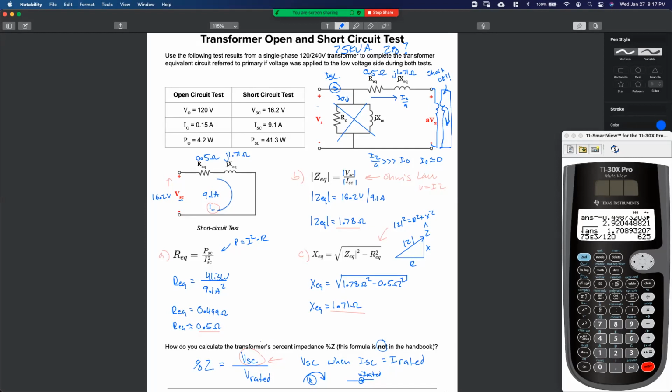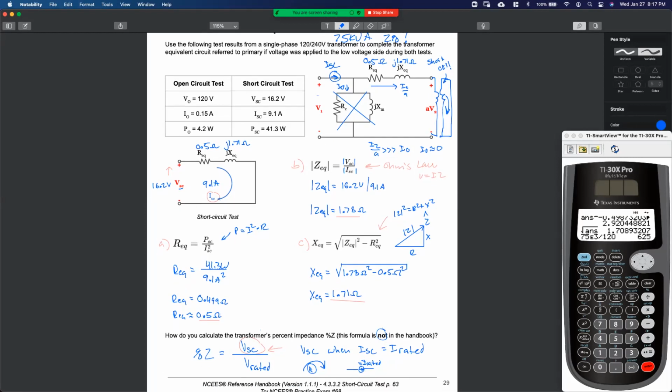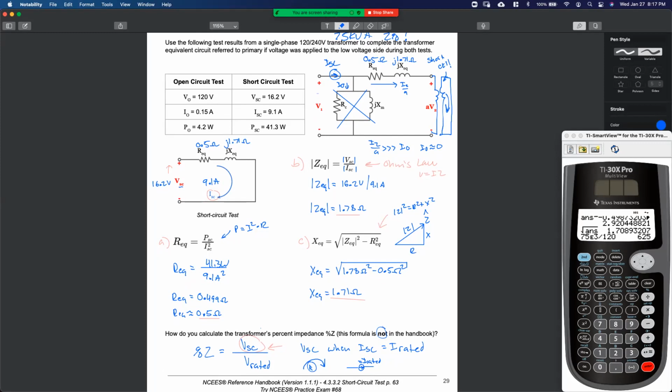Yeah, Tyler, you have to memorize this because this is not in the handbook as of right now. With a little practice, though, it's not too bad.